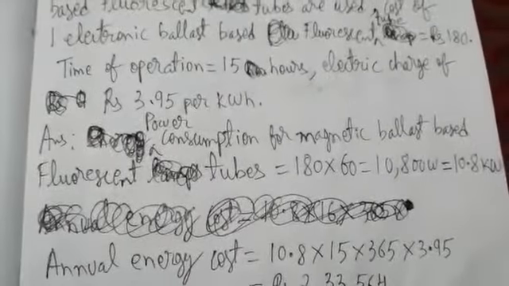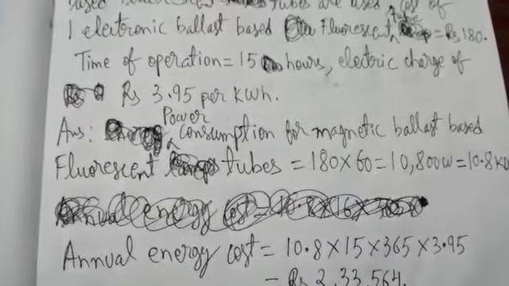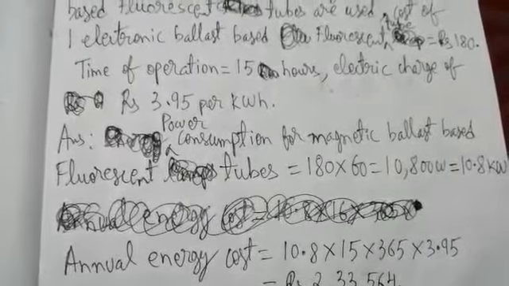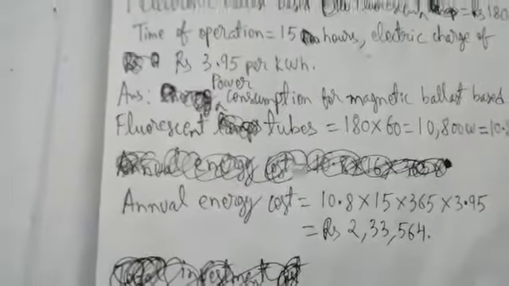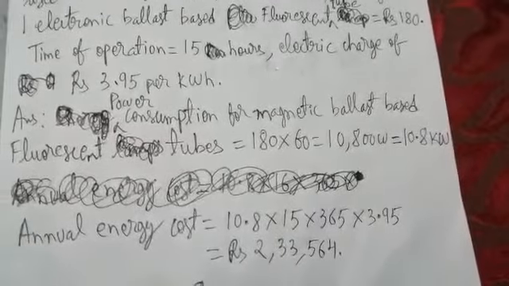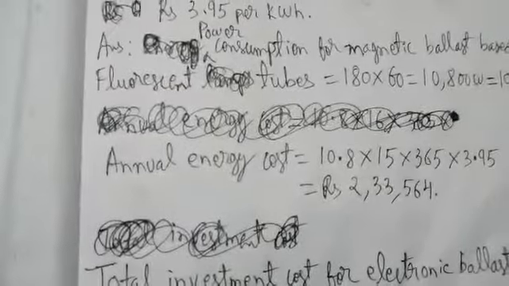Now at first what we need to do is calculate the power consumption for magnetic ballast based fluorescent tubes. So how many fluorescent tubes are there? 180. And the magnetic ballast based fluorescent tubes are rated for 60 watt each. So multiply the number of fluorescent tubes, 180, into 60. So we get ultimately 10,800 watt, that means 10.8 kilowatt. Then calculate the annual energy cost.